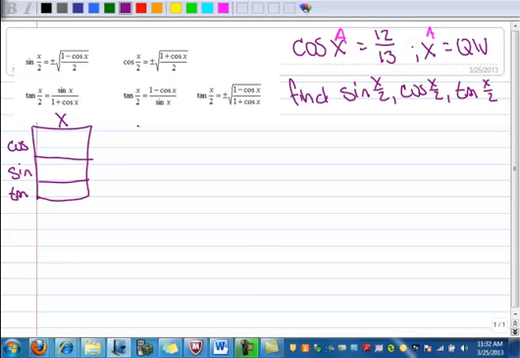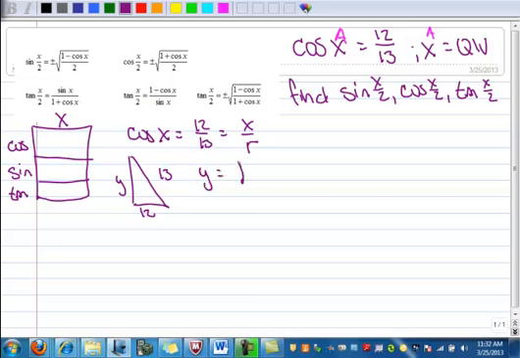Alright, so we know the cosine is 12 over 13. That means that's x over r. So my x is 12, my r is 13, and so to find the y is going to be the square root of 13 squared minus 12 squared, and y turns out to be 5.